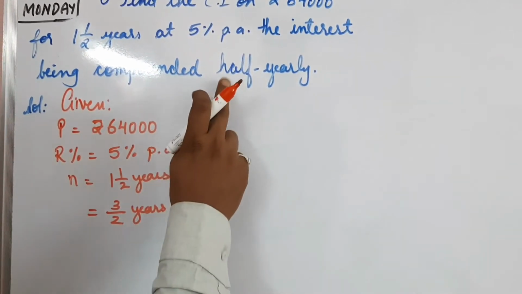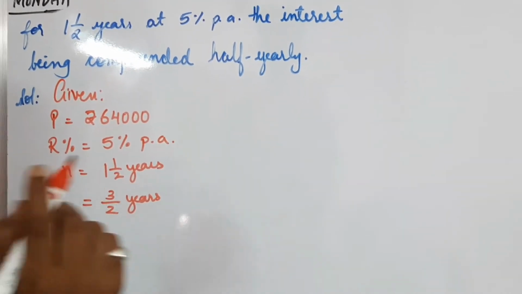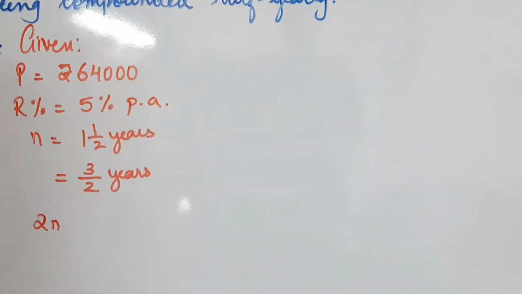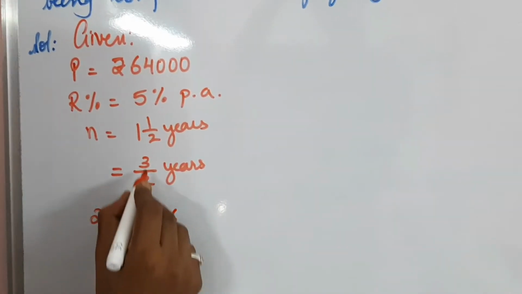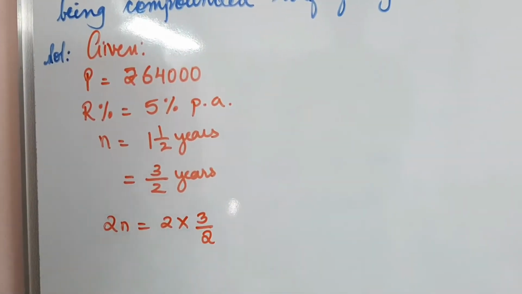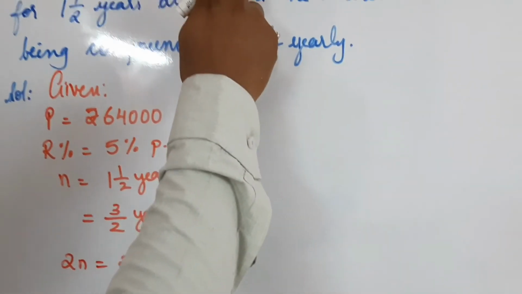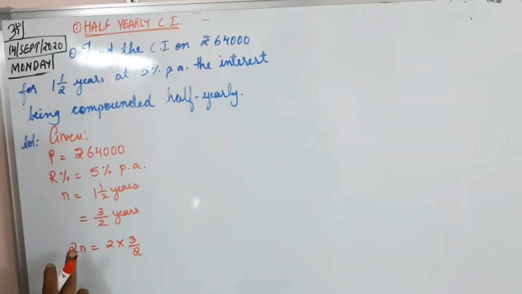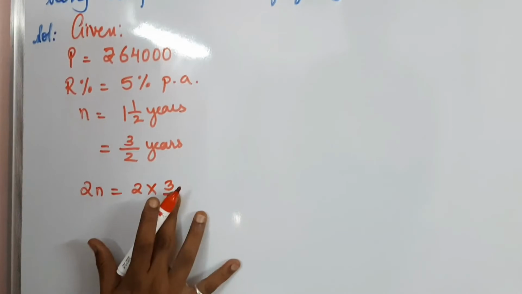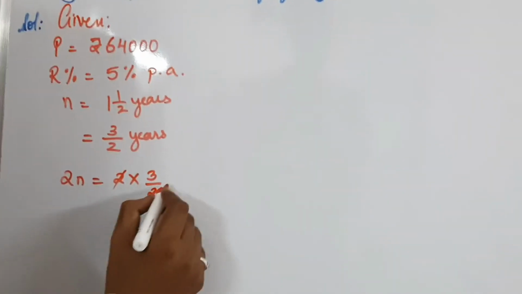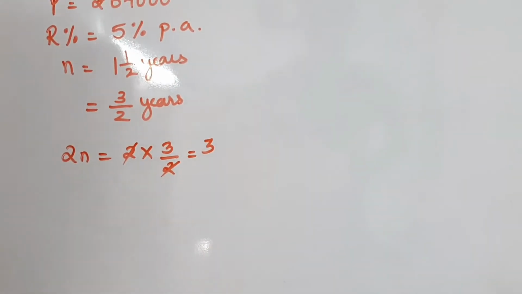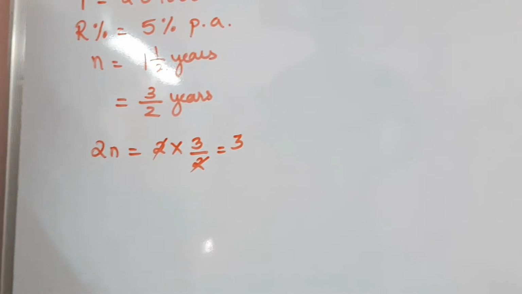When it is compounded half yearly, the power n in the formula will become 2n. So 2n will be equal to 2 of, what is n? 3 by 2. In the formula of the compound interest, when it is calculated half yearly, the power is 2n. 2, what is n? 3 by 2 here. The 2 gets cancelled and the answer is 3. So here the term will become 3 years.